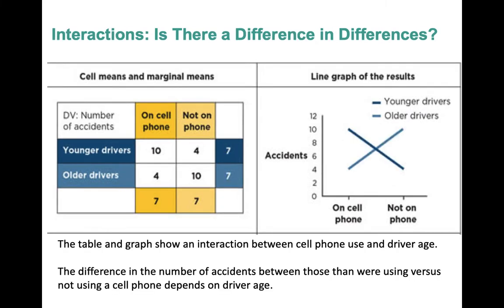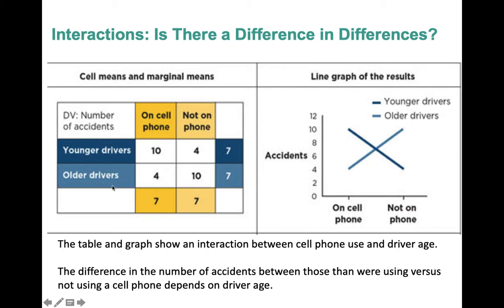Okay, what about this? This is an interesting one. This is an example of an interaction, and one way to detect an interaction is to say, is there a difference in the differences? Both the table and the graph show an interaction between cell phone use and driver age. Interestingly, there's no main effect for age and there's no main effect for cell phone use, but there's very clearly an interaction. Why? Because whether or not young versus old drivers engage in more accidents depends on whether they use a cell phone or not.